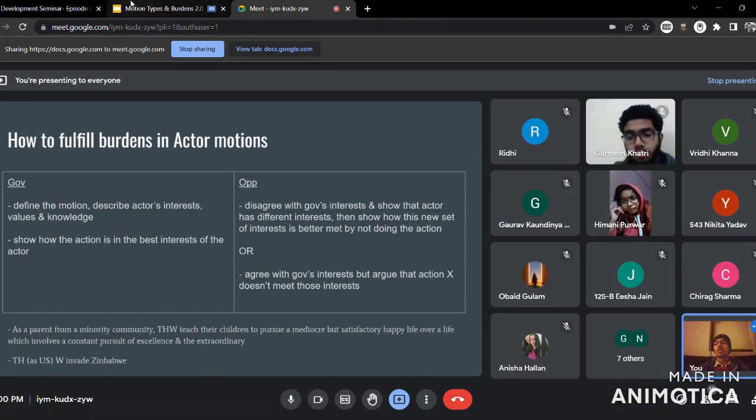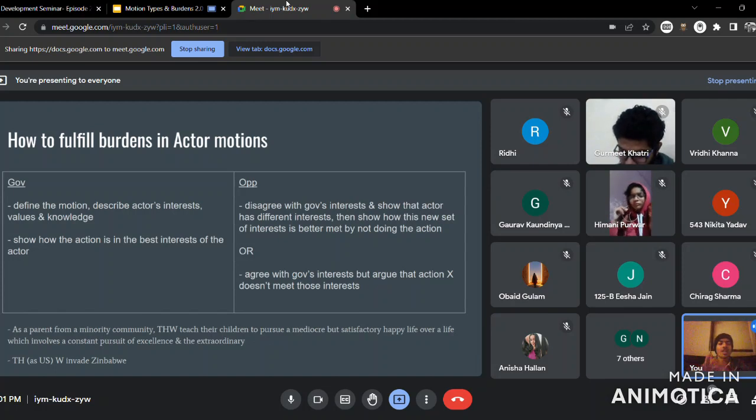So the burden on gov is to prove that the action is in the actor's best interest. The burden on opposition is that it's not in the best interests. How do you fulfill those burdens in the actor motion? What gov has to do is again define the motion. This is common for all motions. For actor motions, you describe what the actor's interests, values, and things like that are. You give reasons as to why this actor is likely to prioritize one thing over the other.